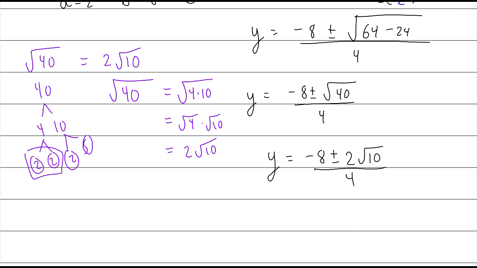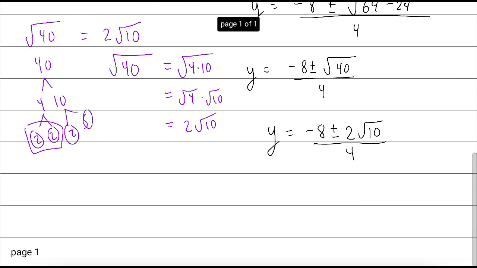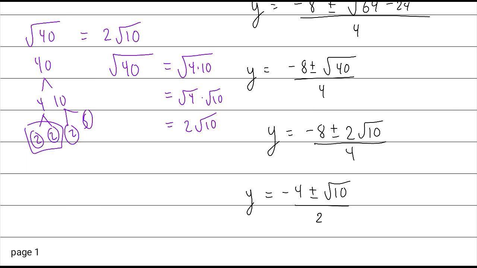Okay, let's simplify that even further. I'm running out of room here. Okay, look at this as 8, 2, and 4. They're all divisible by 2, right? It's one of those special kind of fractions. They're all divisible by 2. So that's -8. Nope. Divide by 2. -8 divided by 2 is -4. Plus or minus 2 divided by 2 is 1. So I don't have to write that. That's 1 square root of 10 over 4 divided by 2 is 2.